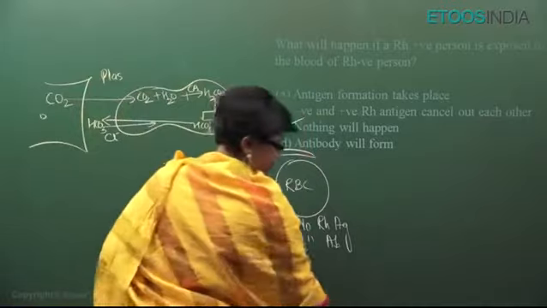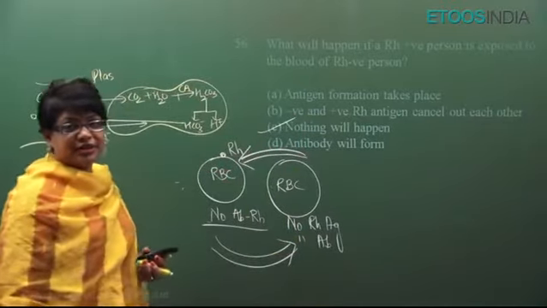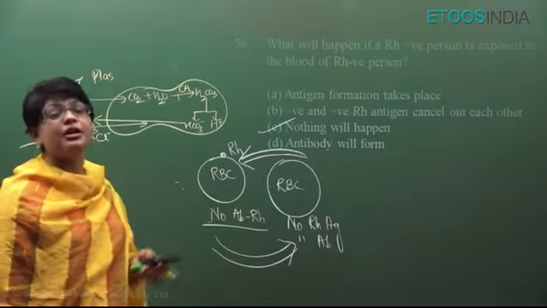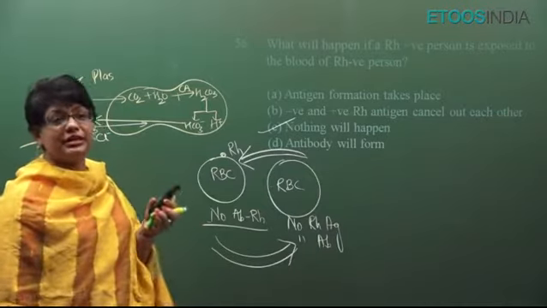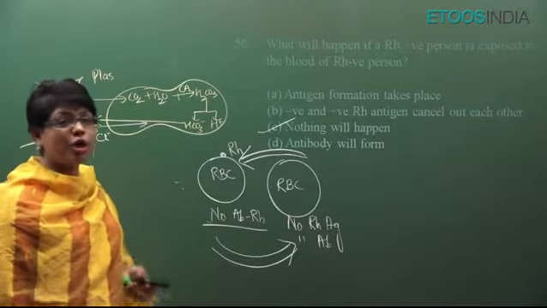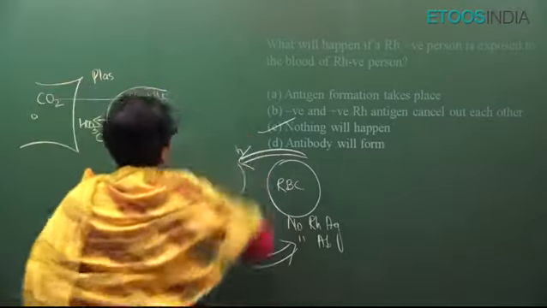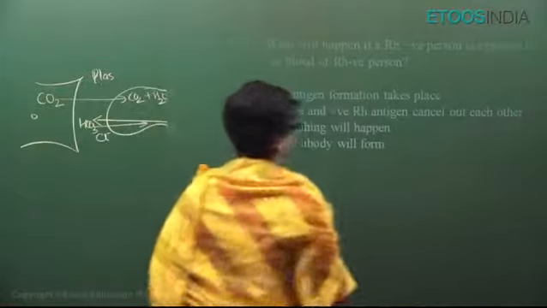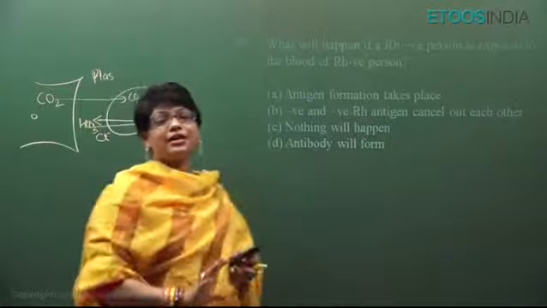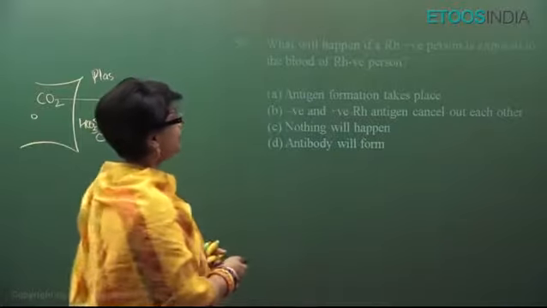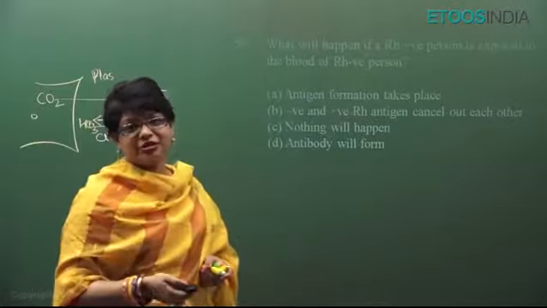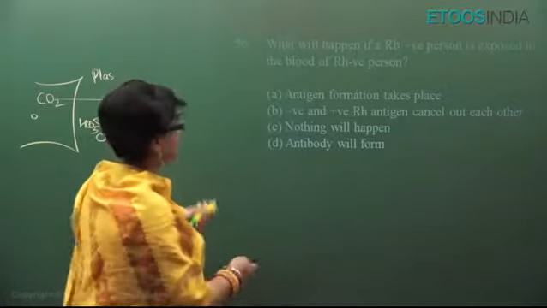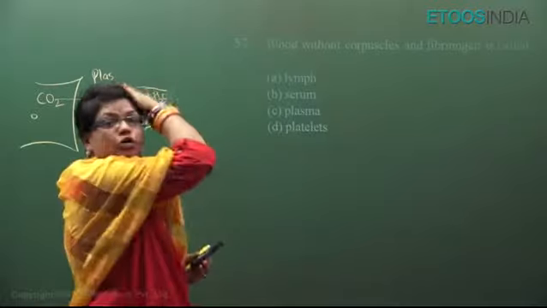Nothing will happen. You remember erythroblastosis fetalis? Many questions come on that. Mother should be Rh negative, father should be Rh positive. First fetus is always safe, but subsequent fetus, if Rh positive, will be unsafe. So when Rh negative blood receives Rh positive, that is a problem. But Rh positive receiving Rh negative is not a problem. That is why AB positive is universal recipient. Positive can receive from positive, negative, any blood. Answer is C.